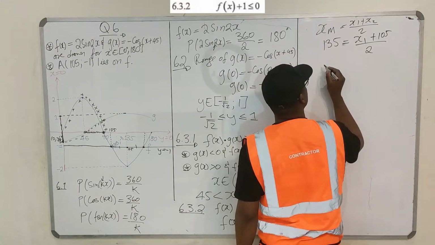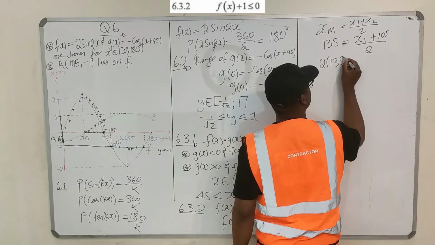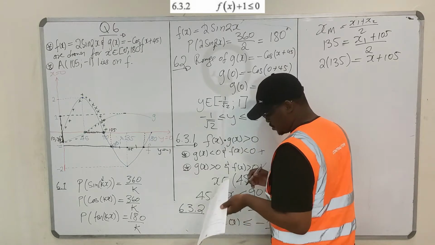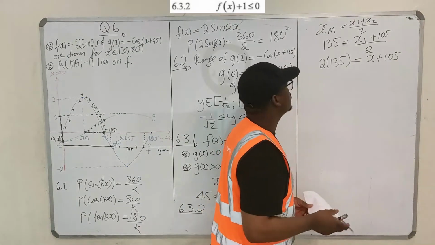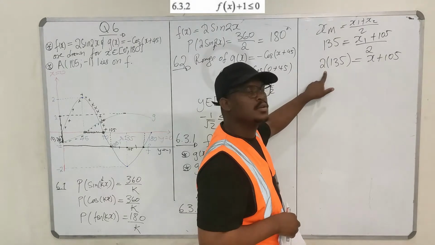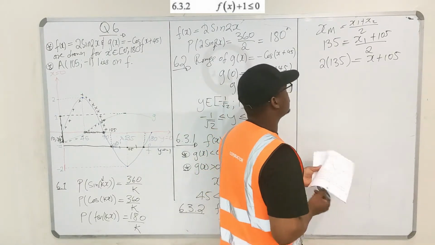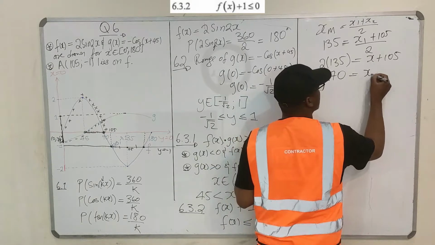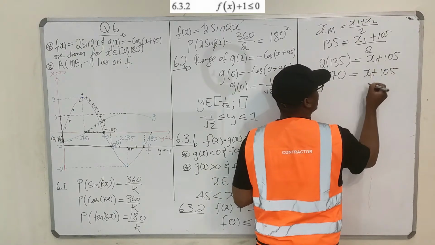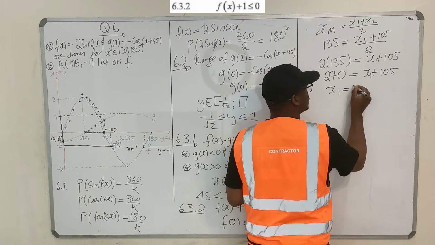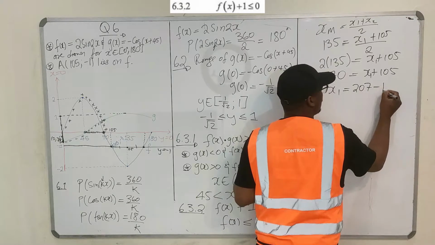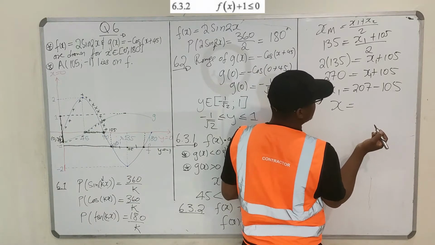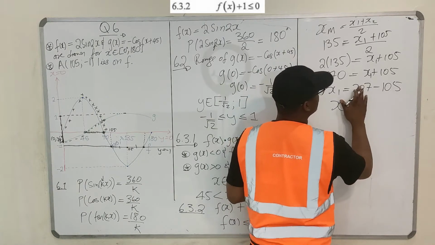So 2 times 135 is equal to x plus 105. No problem. So what is 2 times 135? That is 270. So 270 is equal to x plus 105. So x1 is equal to 270 minus 105, which looks like x is equal to 270.